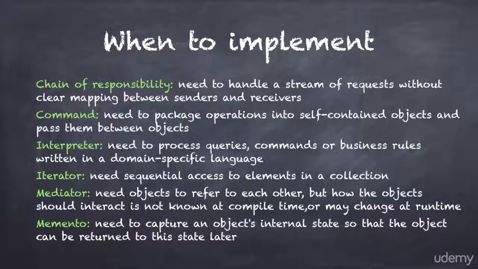Implement the mediator pattern if you have a group of objects that need to refer to each other, but how the objects should interact is not known at compile time, or may change at runtime. Implement the memento pattern if you want to capture an object's internal state, so that the object can be returned to this state later.